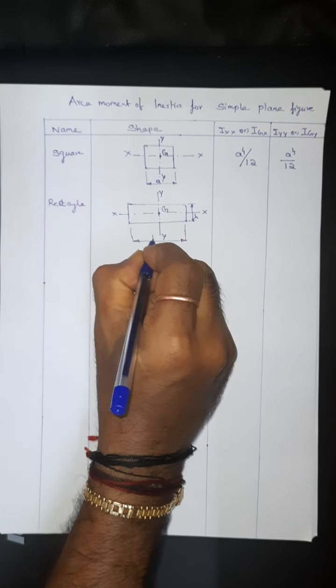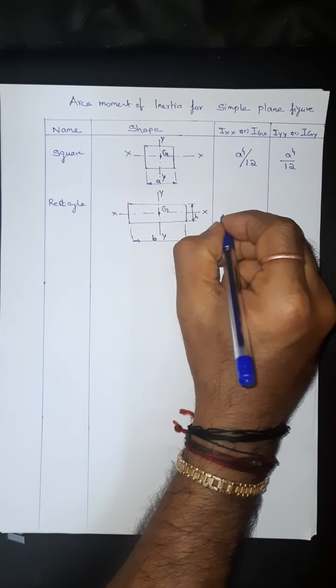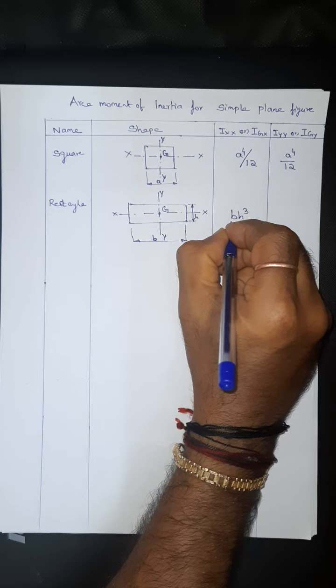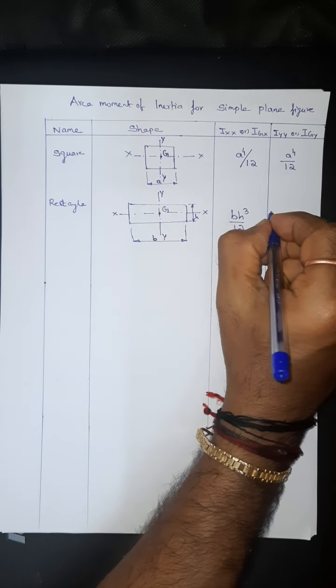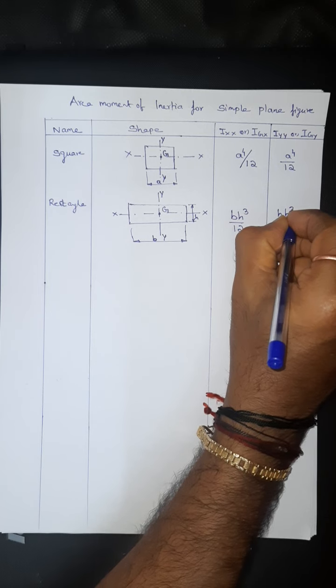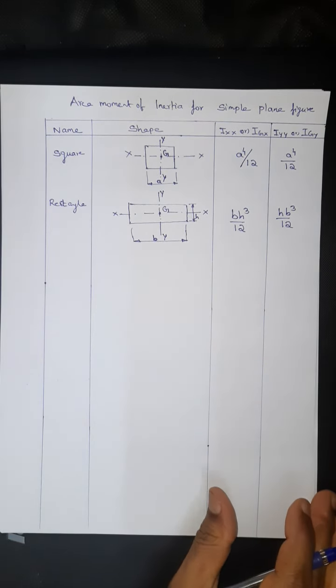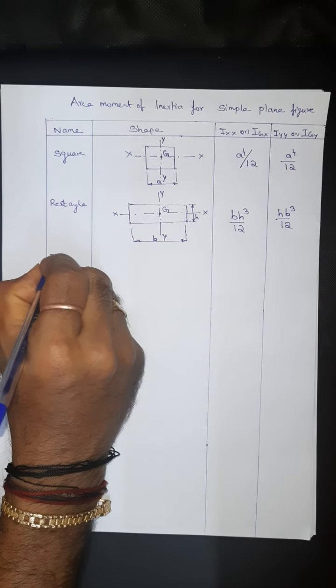So along the XX axis, the formula for rectangle is BH cube by 12. And along the YY axis, the vertical axis, it is HB cube by 12. Fine. The third one, which is triangle.